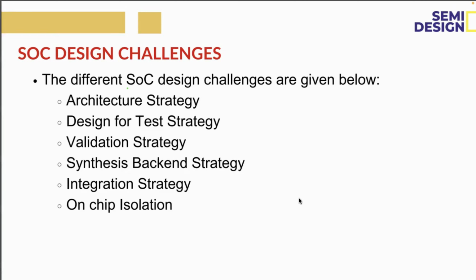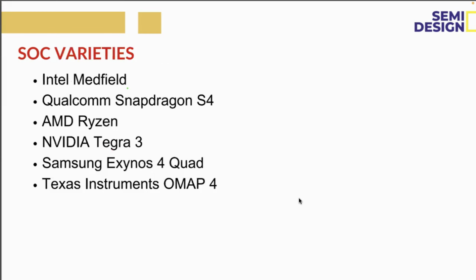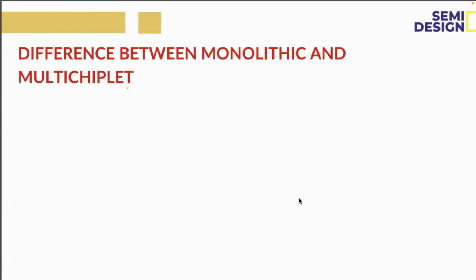So mainly these are the challenges which we face in the SoC architecture, SoC design challenges. And so these are the various varieties of the system on chip. Okay, so NVIDIA and Intel, Qualcomm, AMD Ryzen, NVIDIA Tegra, Samsung, Texas. Okay, so tomorrow we'll discuss in detail these SoCs and what are the different ARM SoC and AMD SoC.